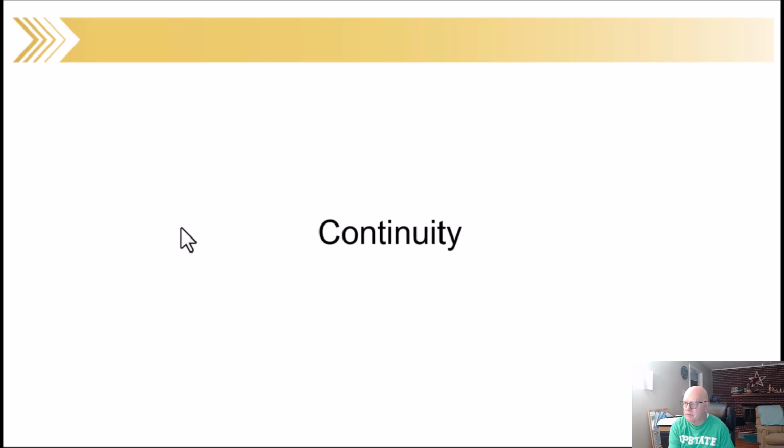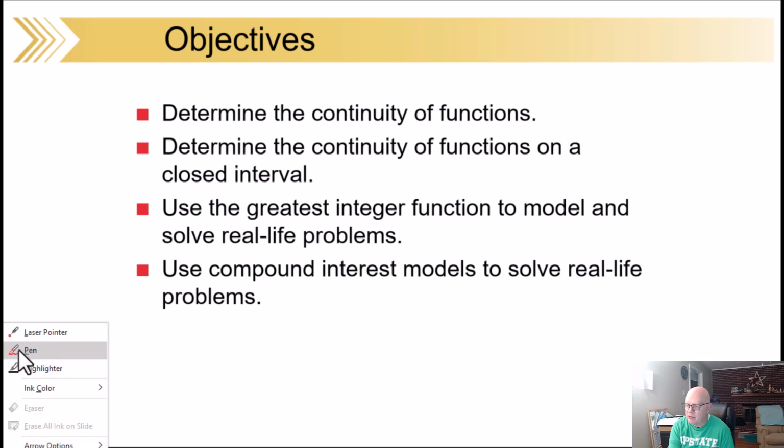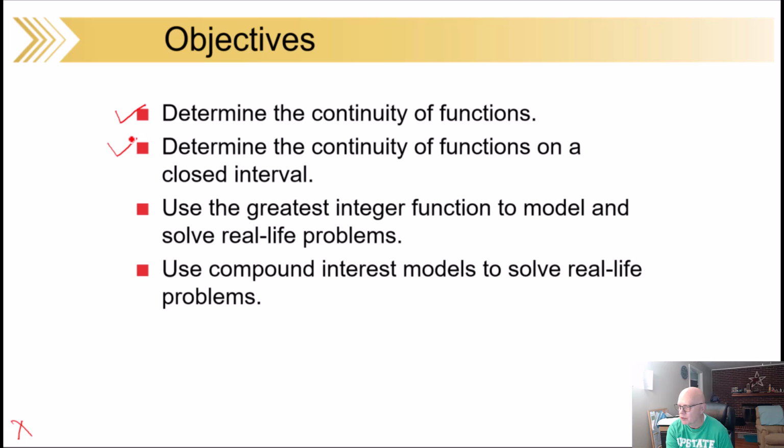First thing I need to do in each one of these is tell it to use the pen. So we've got the pen, and since red looks pretty good here, we're going to stick with red. And in this, we're going to take a look at determining continuity, the continuity on a closed interval, in other words, only from like 6 to 19 or something like that.